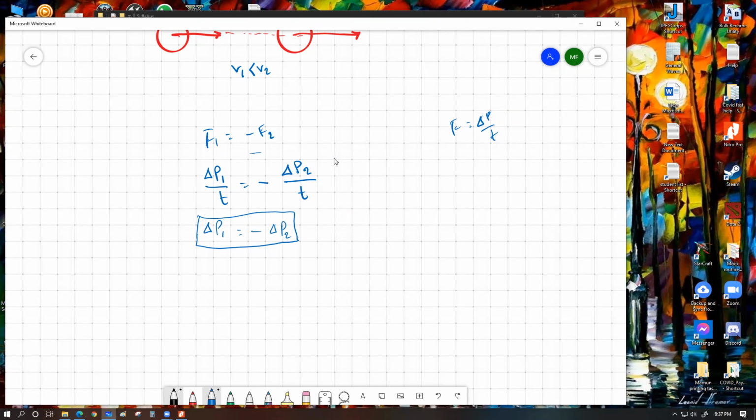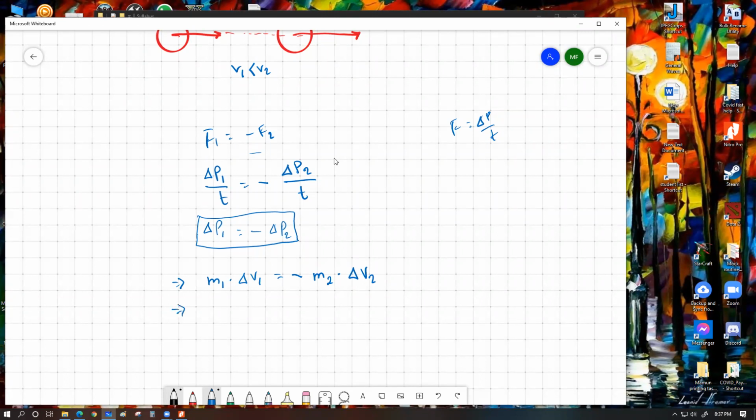If we go ahead and further break down this equation, we can write that delta P1 means the change of momentum of the first object, which is the mass of the first object multiplied by the change of velocity of the first object, should equal minus the mass of the second object multiplied by the change of velocity for the second object. So I'm writing delta P2. Delta V1 in this case means the change of velocity for object 1. Delta V2 means the change of velocity for object 2.